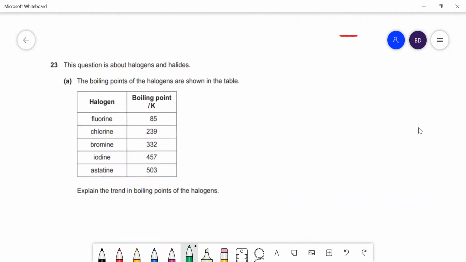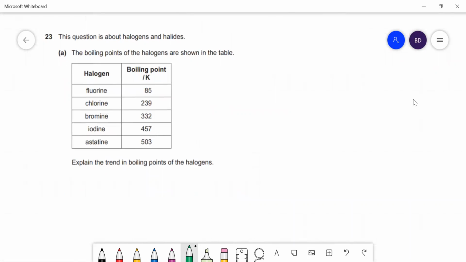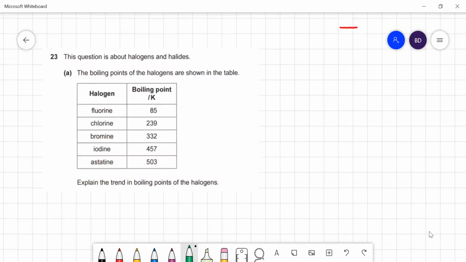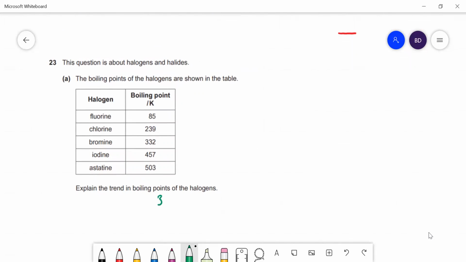Question about halogens and halides. The boiling points of the halogens are shown in the table. Explain the trend in the boiling point of the halogens. I think this is a 3-mark question. To be on the safe side, just state the trend: the boiling point increases as you go down the group. Why is that? Well, I think it's worthwhile stating that all exist as diatomic molecules.